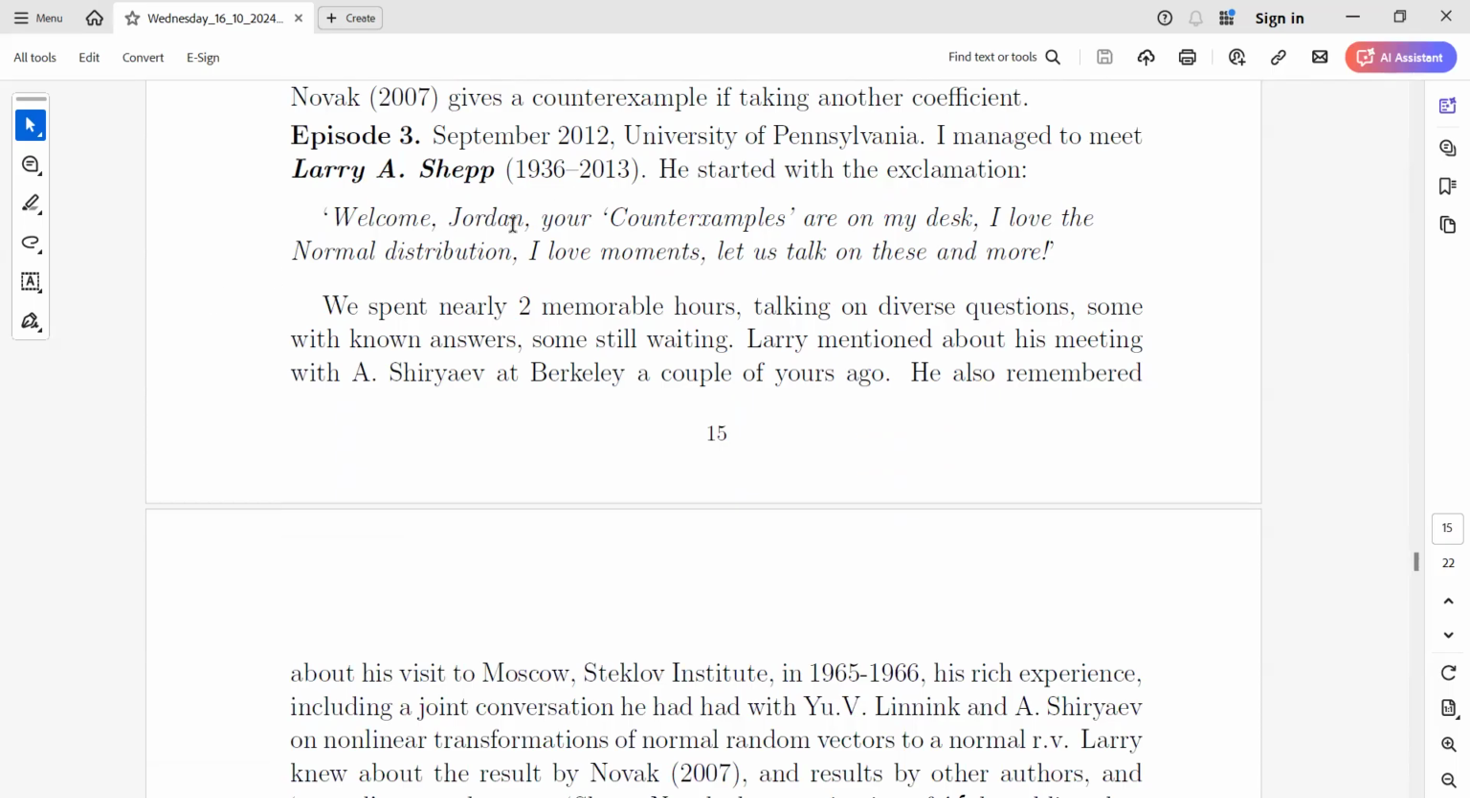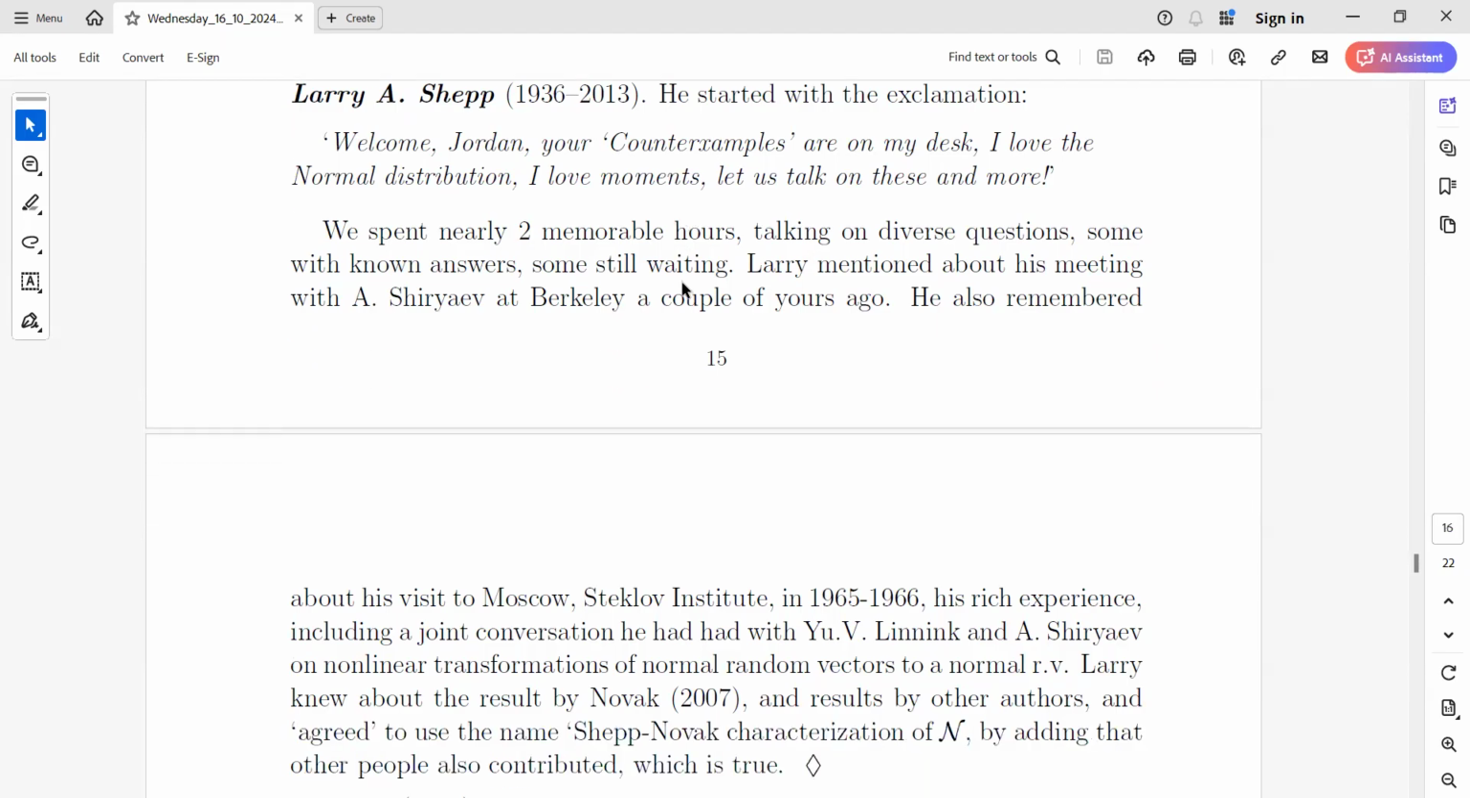And here there is an episode because, as you know, I'm a person traveling a lot in the world, and I got the chance to meet Larry Shepp one year before his unfortunate death. And when I met him at his office, University of Pennsylvania, he welcomed me, and he told me, Jordan, I like counterexamples, I like the normal distribution, I like the moments. Let us talk.